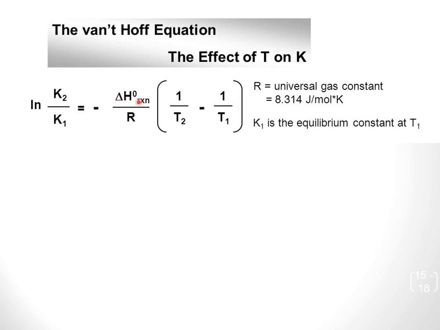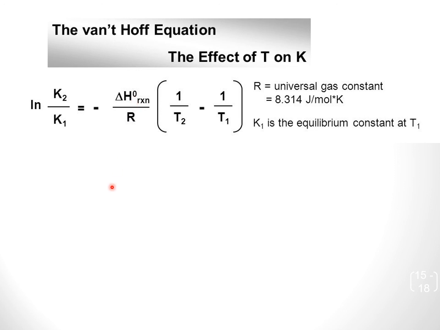So you can see that depending on the sign of delta H, if the reaction is exothermic, this is going to be negative. With the minus that you have here, it becomes positive, right? So the sign then depends on this subtraction, because T2 is at higher temperature. The reciprocal of T2 minus the reciprocal of T1 is going to be negative. So that means that this logarithm is going to be negative. That means that K2 is going to be smaller than K1.